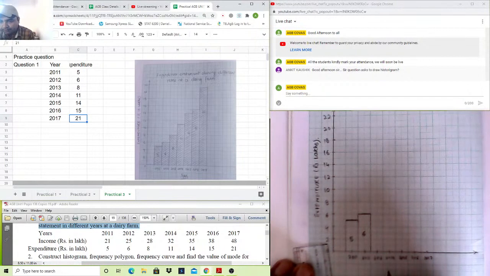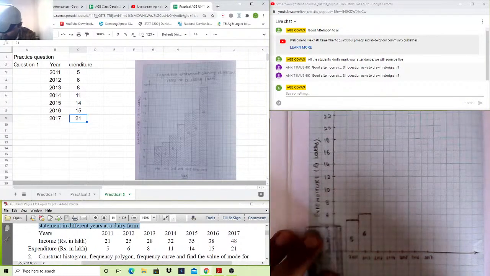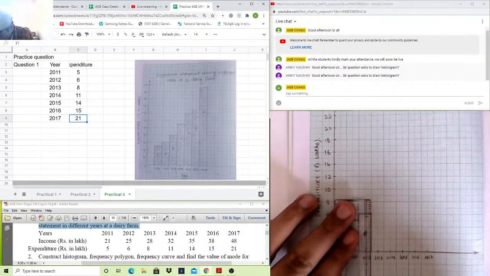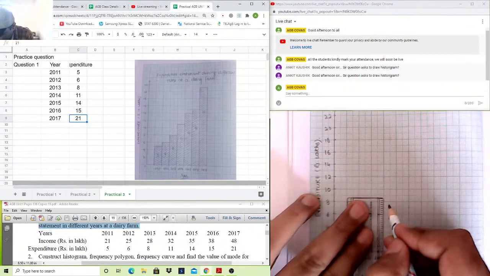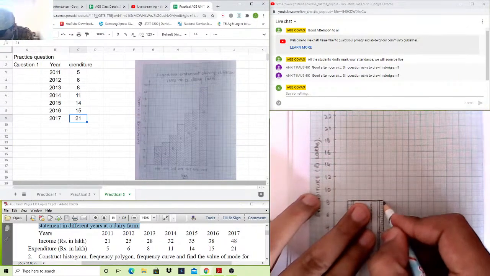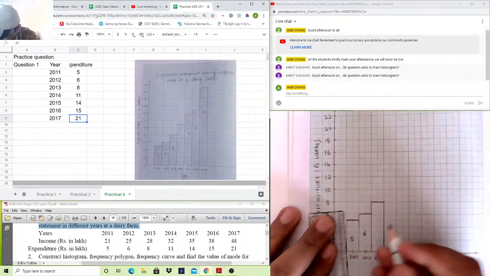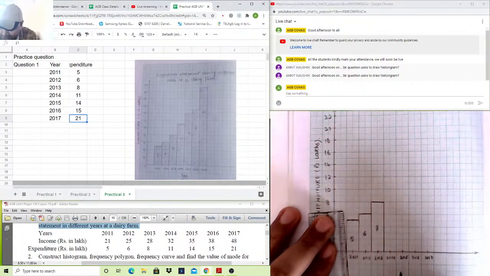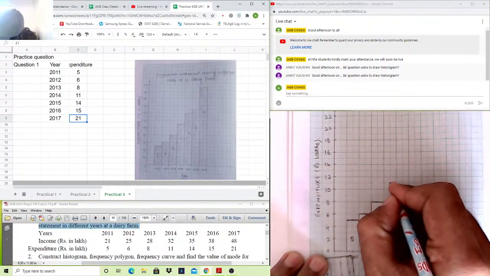Six. Then in 2013 it is 8. So again expand this up to 8. This bar will represent the value 8. Similarly, for 2014 it is 11. So 11 will be here.